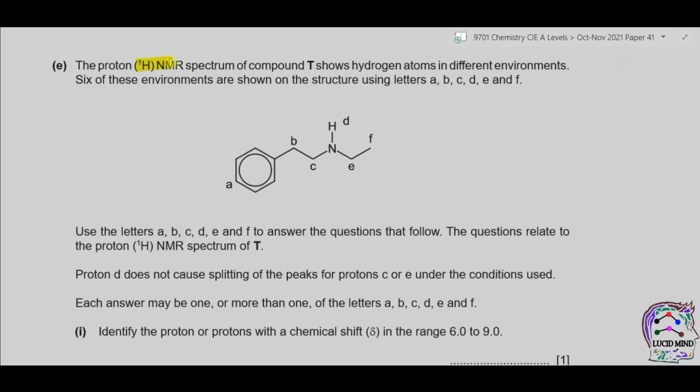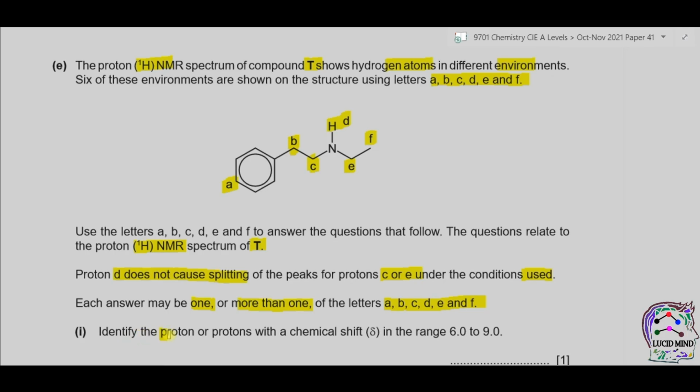Part E. The proton NMR spectrum of compound T shows hydrogen atoms in different environments. We have A, B, C, D, E, and F. Six of these environments are shown on the structure using letters A, B, C, D, E, F. Use the letters to answer the questions that follow. The question relates to the proton NMR spectrum of T. Proton D does not cause splitting of the peaks for proton C or E under conditions used. So you have to remember this point. Each answer may be one or more than one of the letters A, B, C, D, E, and F.